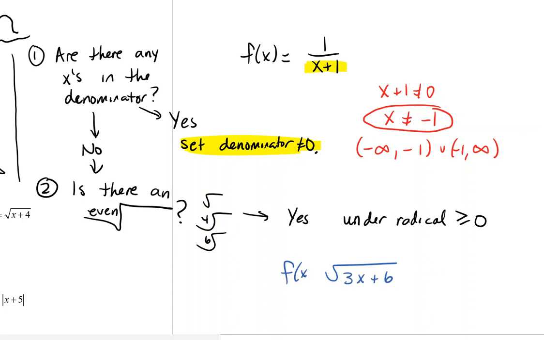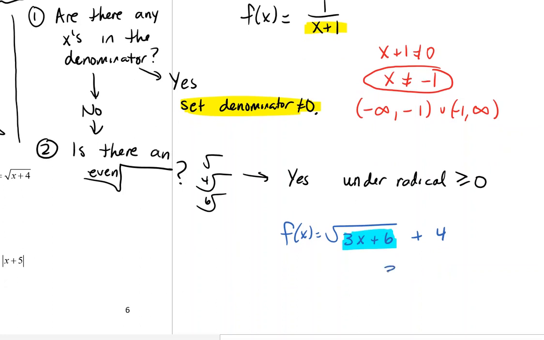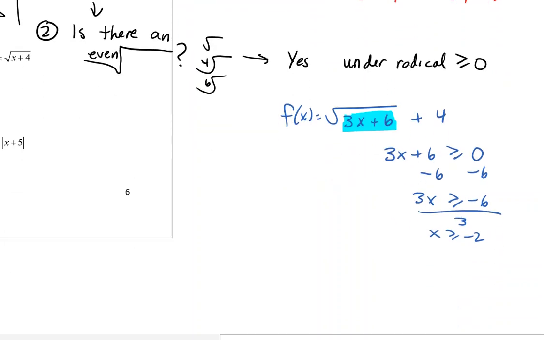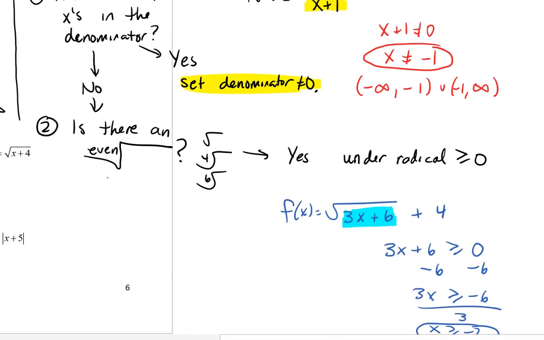Okay, so if this is my function, I would take just what's under the radical. Notice I left the 4 alone, because I'm not worried about that. I just need what's under the radical, in this case 3x plus 6, to be greater than or equal to 0. And then I solve this inequality. I can leave it in inequality notation, or I can write it in interval notation, whichever one you prefer. The answer to both of those questions, though, are no.